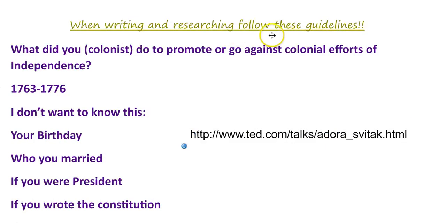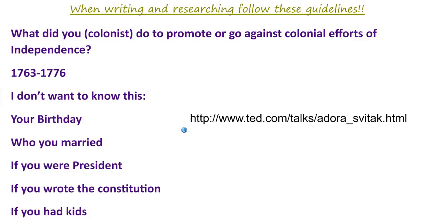Next, when you're writing and researching, whether you've been given a loyalist or a patriot, and for many of classes you haven't been given these just yet, think about some of these guidelines. What did you, a colonist, do to promote or go against colonial efforts of independence? Are you breaking away from Britain, or are you staying with Britain?